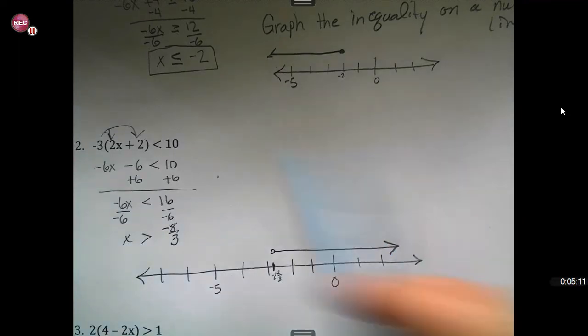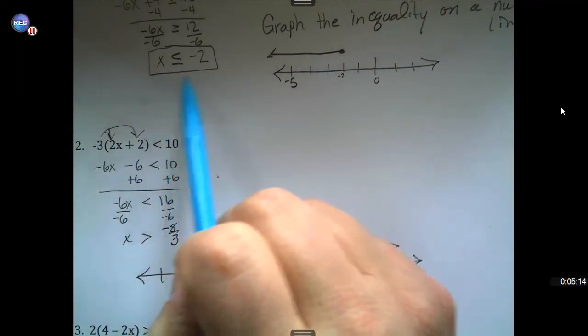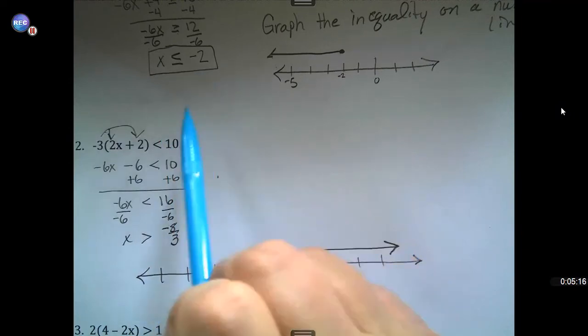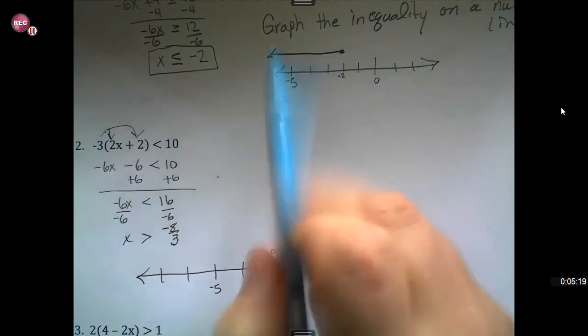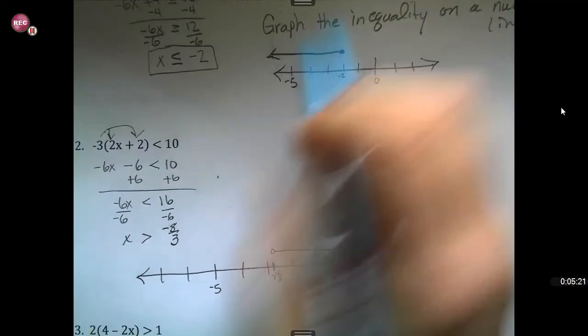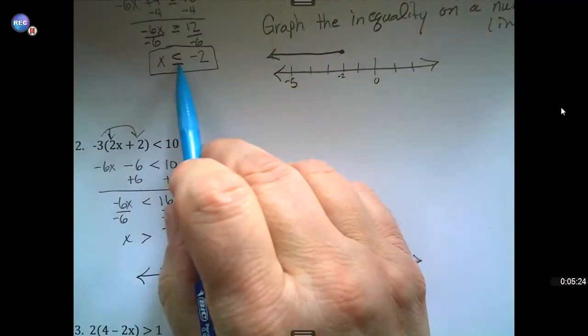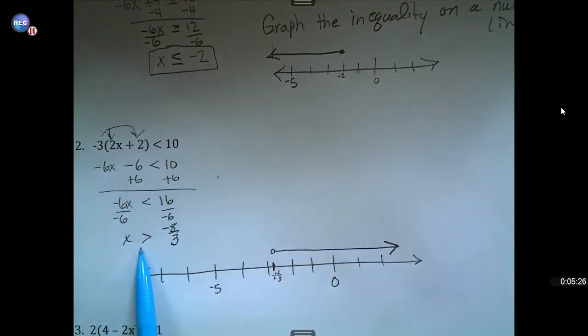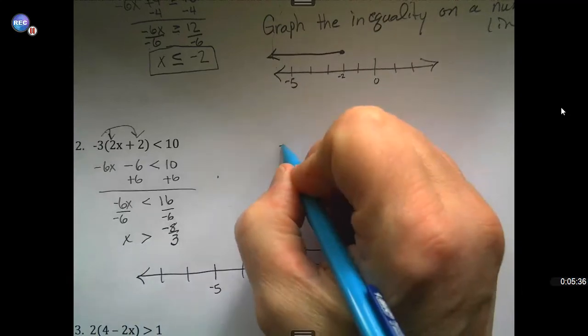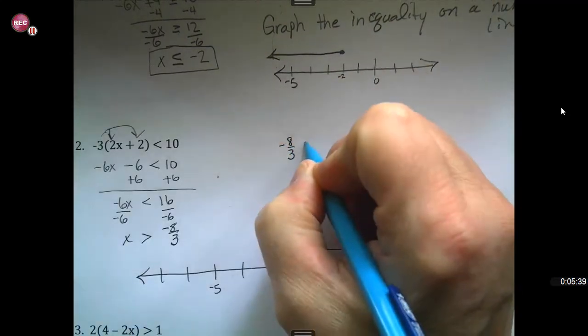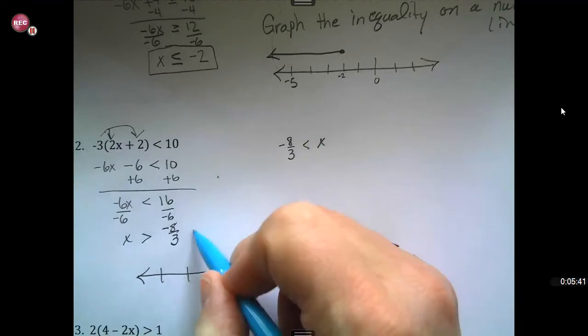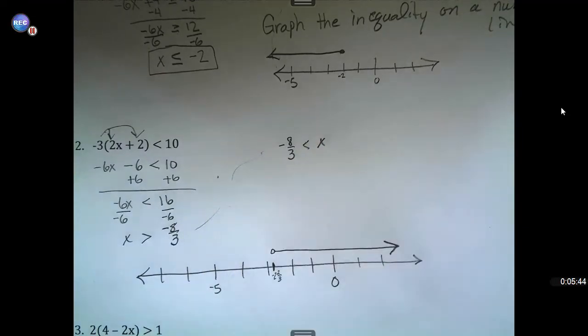You notice I like to keep my variable on the left and the number on the right. In doing so, the arrow of my graph matches the arrow of the inequality. That's only true if you have the variable on the left. This could be written as negative 8/3 is less than x, which would be the flip of that inequality. Obviously, the arrows are going to match.